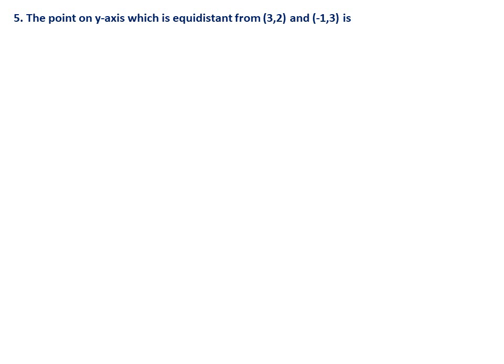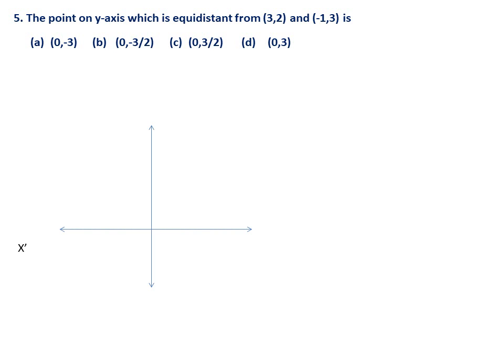Next, fifth question. The point on the y-axis which is equidistant from (3, 2) and (-1, 3) is... See, in any such question, there is no shortcut. That is one thing. Second, shortcut means how best we can solve the problem quickly. That is the only way of shortcut. And it is not possible to guess also. So you have to actually do the calculation. So let us take it like this.